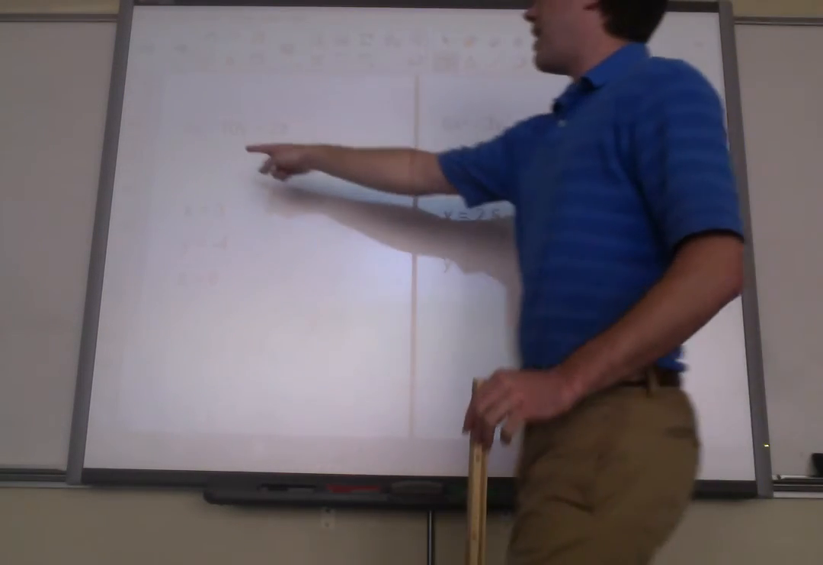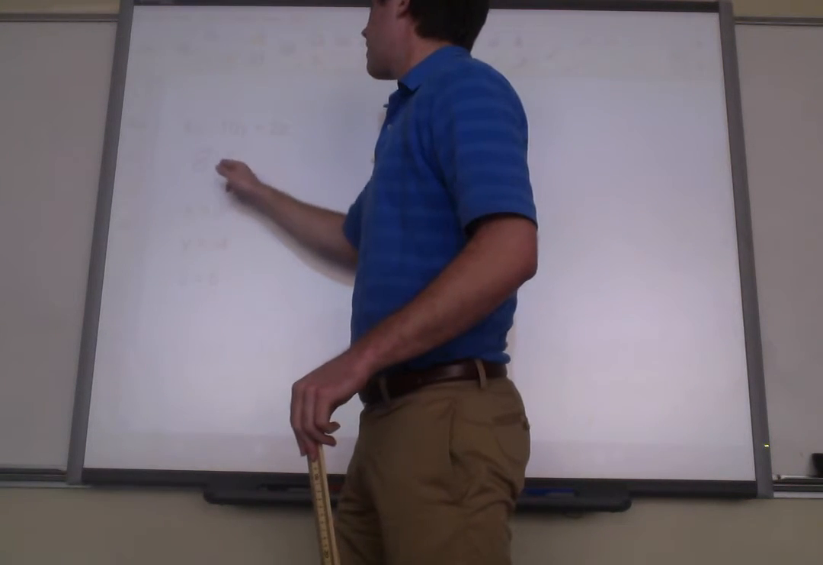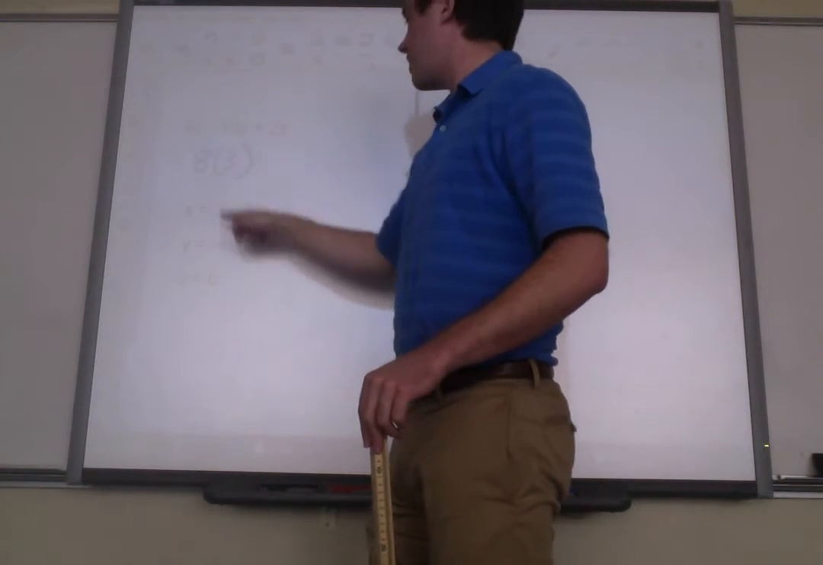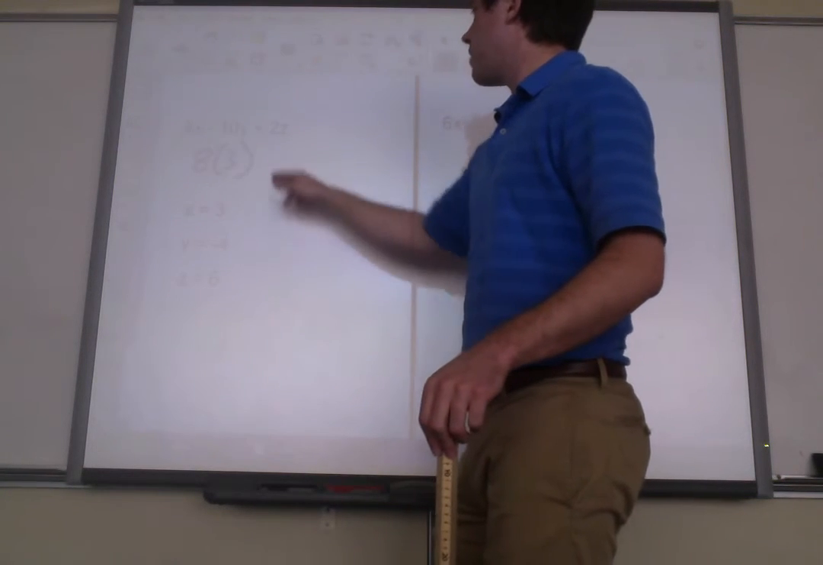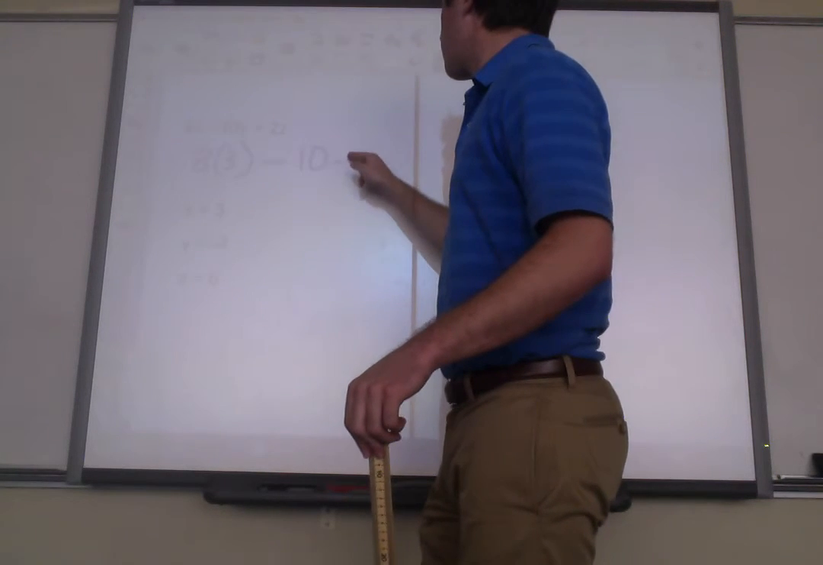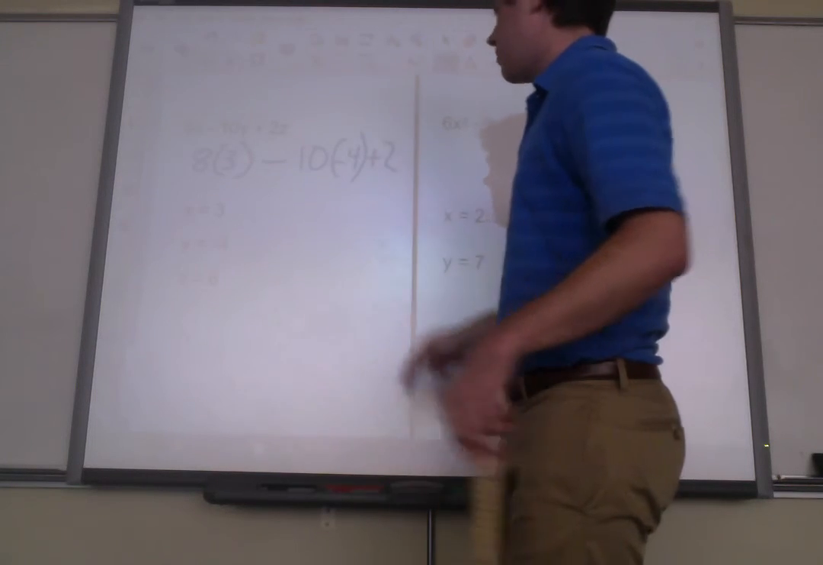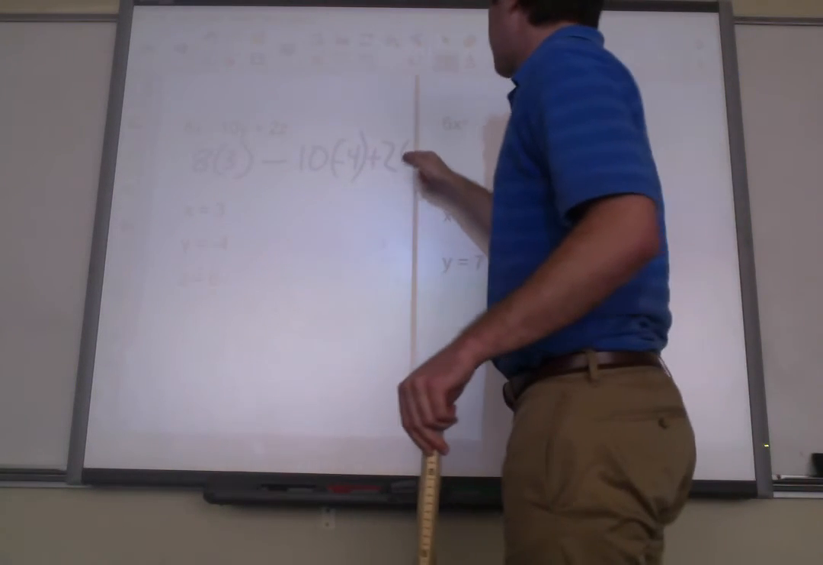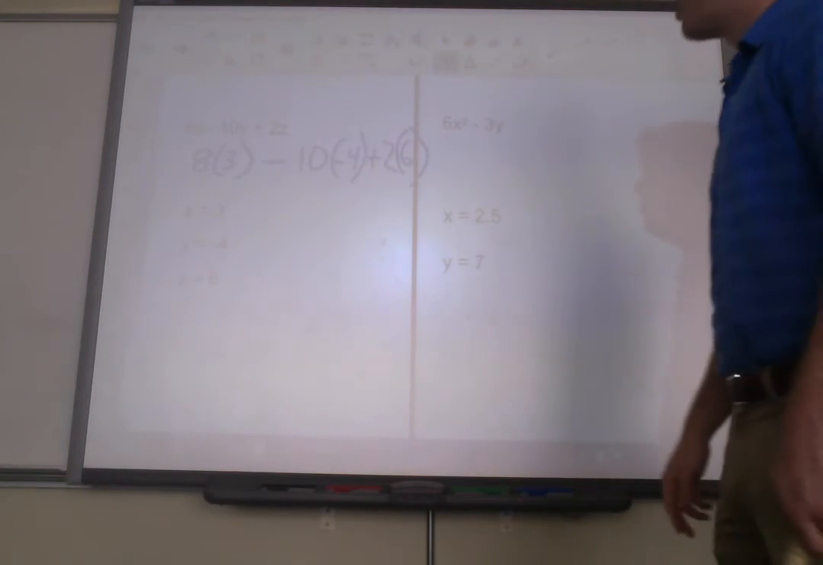So instead of 8 times x, we're going to have 8 times 3. We sub that 3 in place of x because we know that 3 equals x. Okay? Minus 10 times y. Y is negative 4. So we're subbing that in, and then plus 2 times z is 6. So there we go. We've subbed in all of our numbers. Now we just need to solve it.